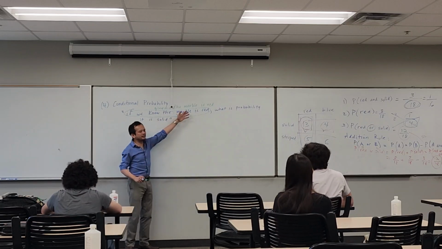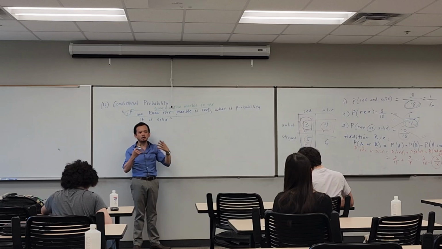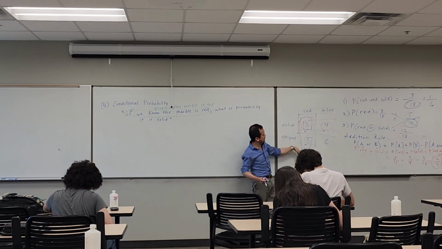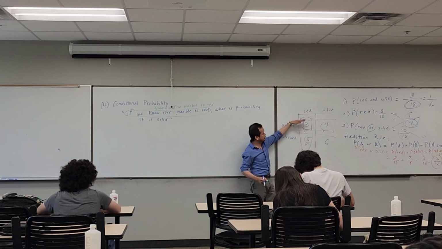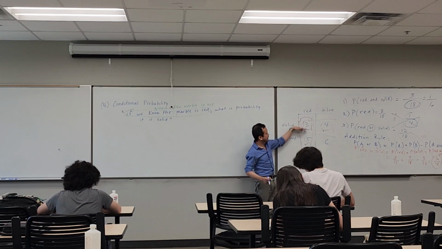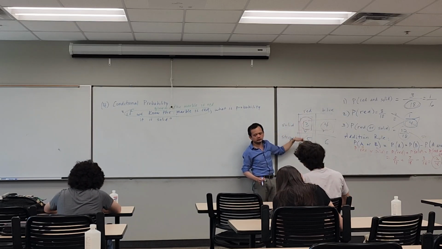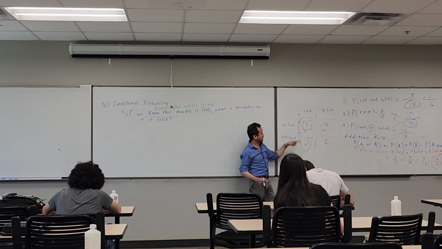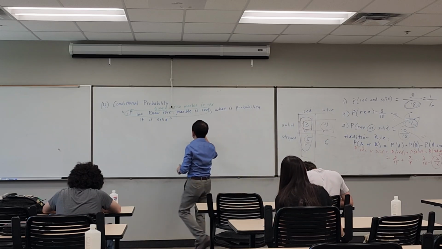So another way to say this is that given the marble's red means that out of only the red marbles. So if you look at the red marbles, how many of these total marbles are just red? Yeah, it would be this 8 representing the first column. So out of these 8 red marbles only, what fraction of those are solid? Yeah, so out of these 8, only 3 out of those 8 are solid. So the answer to this question would end up being 3 out of 8.